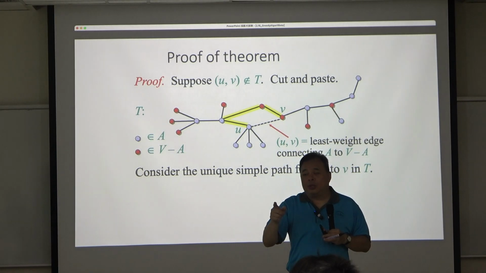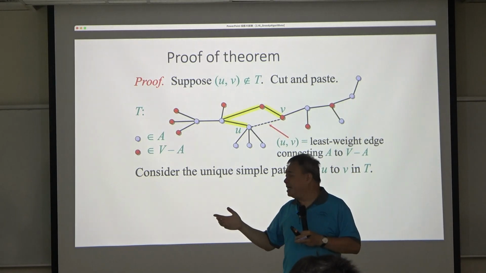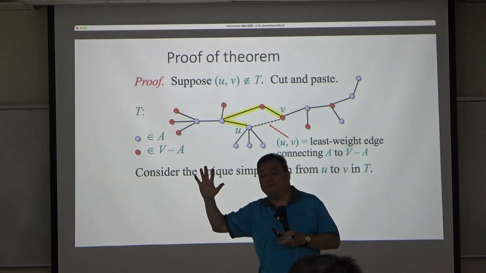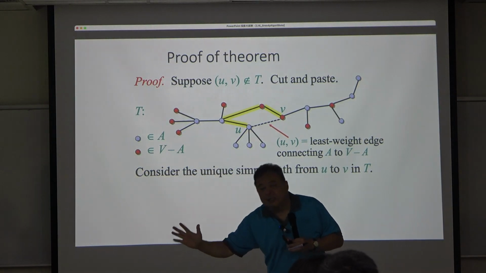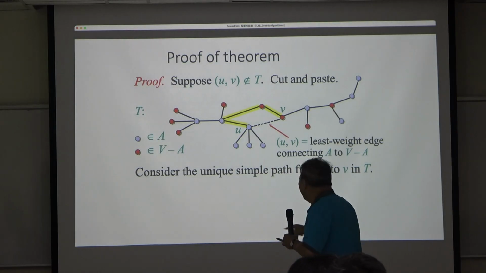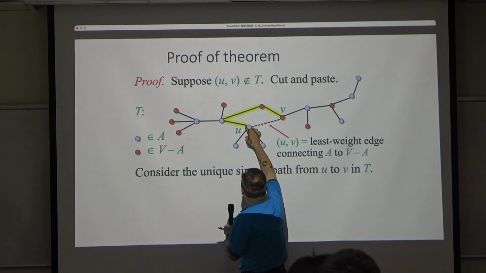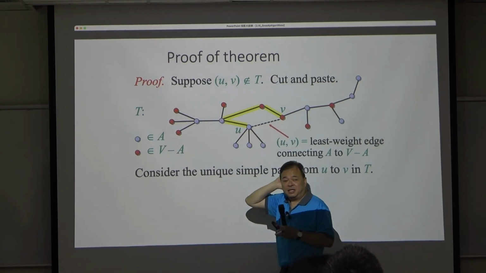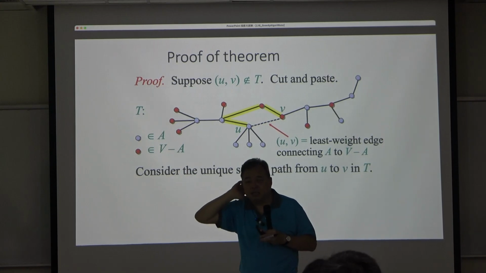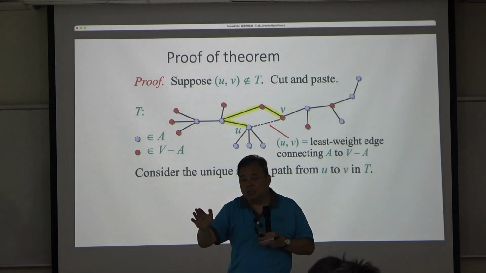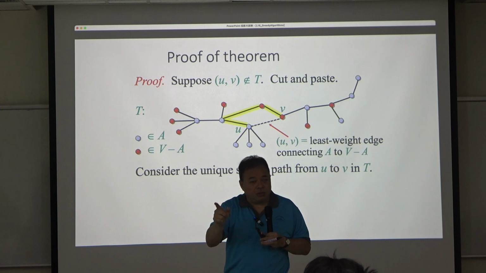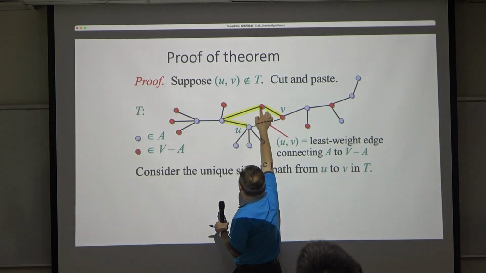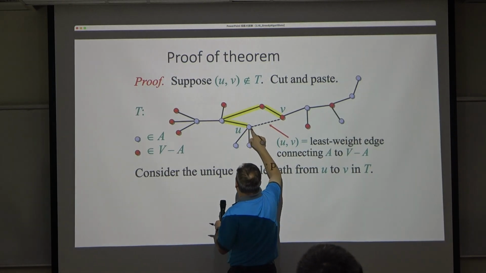so that edge, as I said, is connecting the nodes in A and the nodes in V minus A, right? So now we can replace this one with this one. Again, cut and paste. Okay, we know the weight for this edge must be higher than the weight here, right?